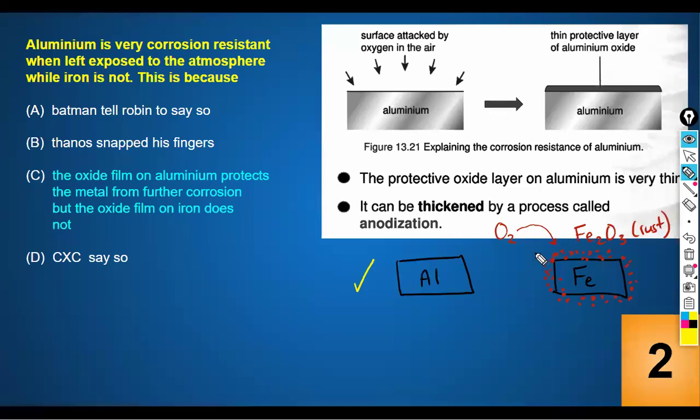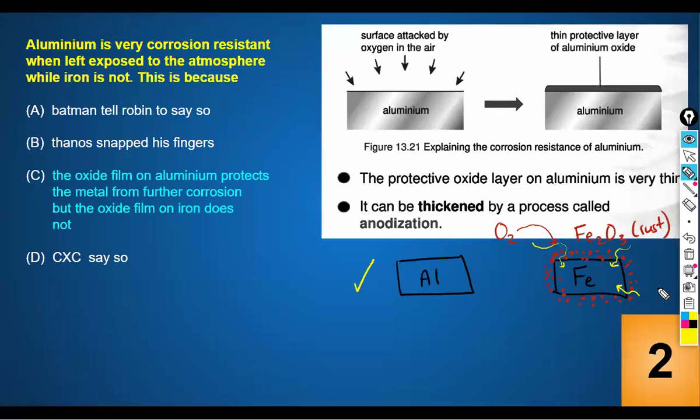The Fe2O3 forms a layer around the iron, but it doesn't form a proper layer. It's flaky, and more oxygen could get in between and keep attacking the iron, and of course, if the oxygen keeps attacking the iron, then eventually all exposed parts of the iron will turn to rust.